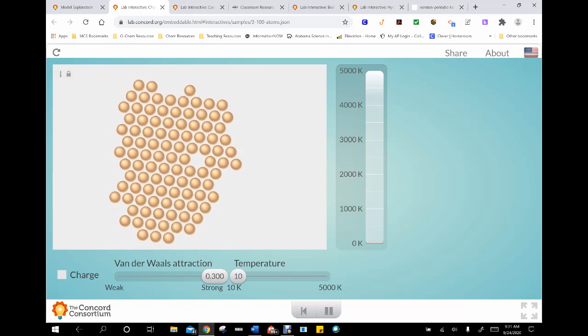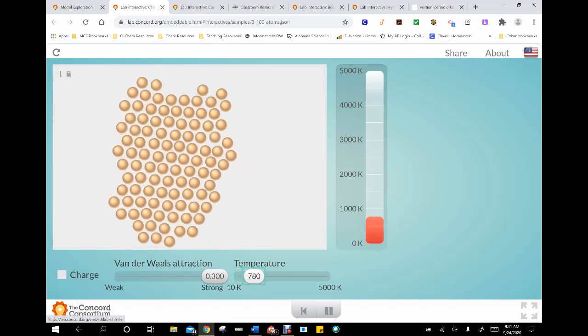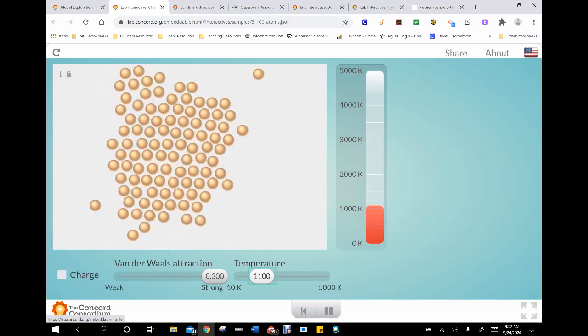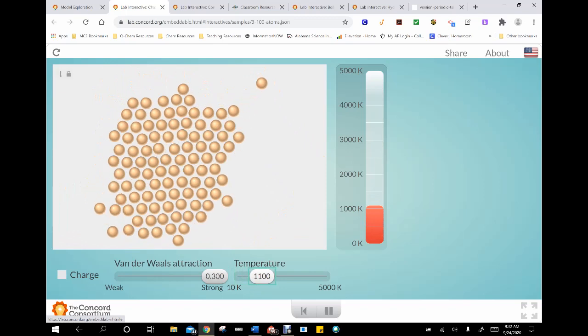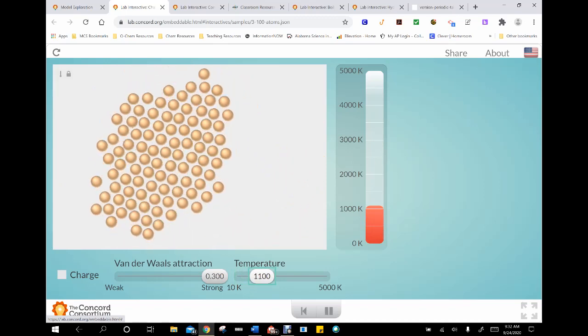Now let's pretend that we want to overcome some of those intermolecular forces and take this substance into the liquid state. If we need to break those forces, we're going to need to add energy. So let's go ahead and start increasing the temperature. Now I want us to note the temperature value at which we start to see some characteristics of a liquid. So maybe kind of right here where some of the things are moving around. So that's about a temperature of 1100 Kelvin, okay?